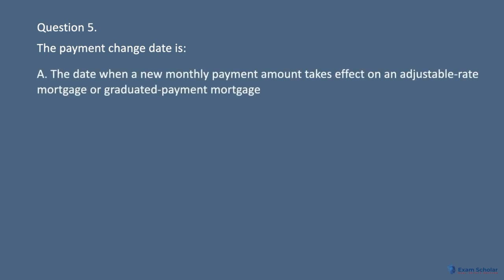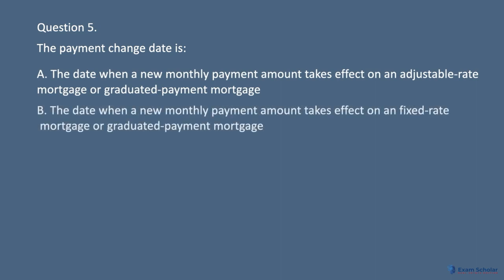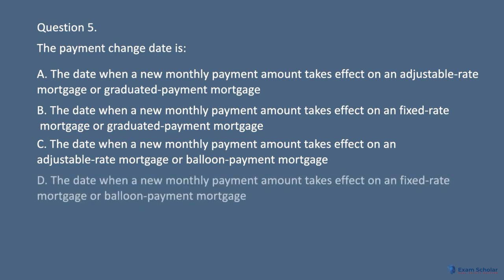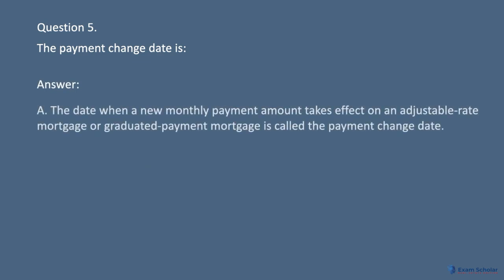Question 5. The payment change date is A. The date when a new monthly payment amount takes effect on an adjustable rate mortgage or graduated payment mortgage. B. The date when a new monthly payment amount takes effect on a fixed rate mortgage or graduated payment mortgage. C. The date when a new monthly payment amount takes effect on an adjustable rate mortgage or balloon payment mortgage. D. The date when a new monthly payment amount takes effect on a fixed rate mortgage or balloon payment mortgage. Answer. A. The date when a new monthly payment amount takes effect on an adjustable rate mortgage or graduated payment mortgage is called the payment change date.